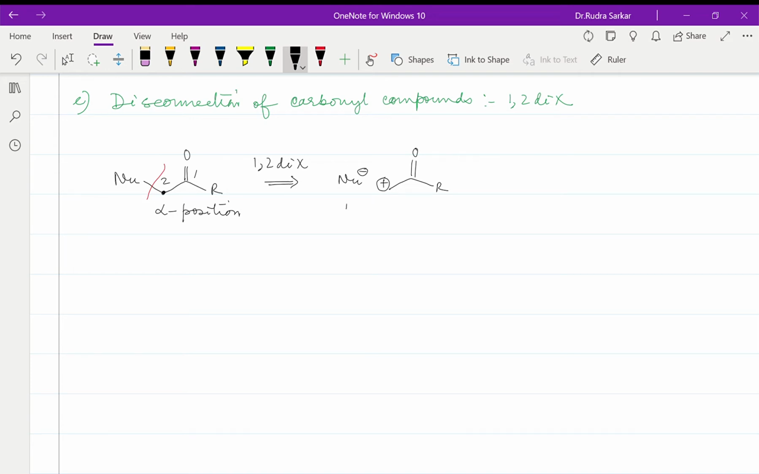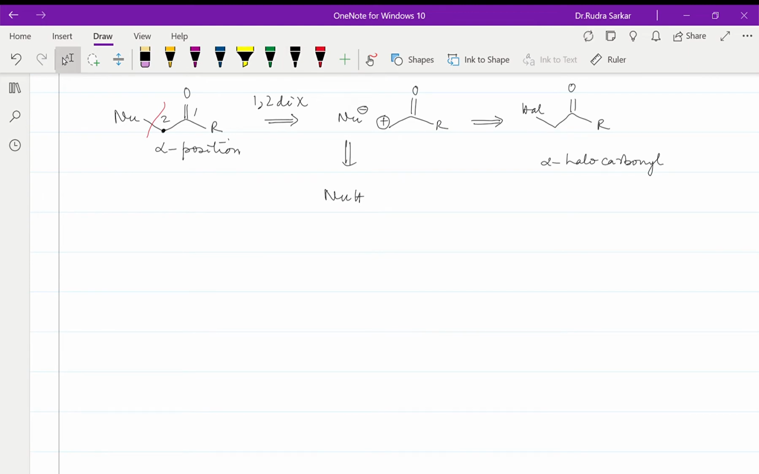These are our synthons. For Nu minus, we will say it is going to be either NuH, the reagent, and for CH2 plus COR, we will have the reagent alpha halo carbonyl. Okay, so this is our alpha halo carbonyl.